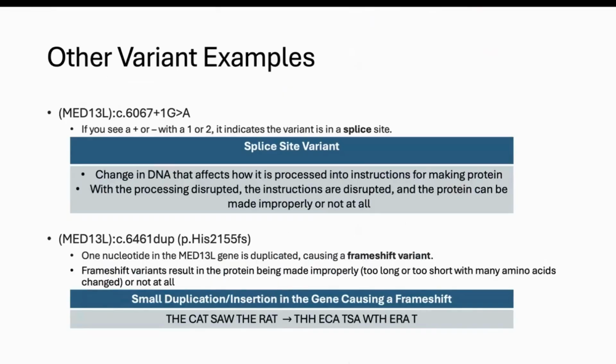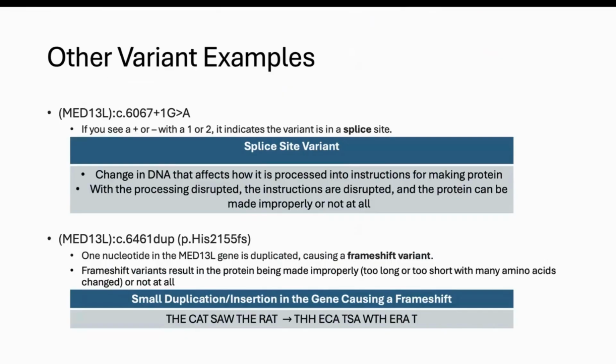The first variant on this slide is a splice site variant. If you see a plus or minus with a 1 or 2, it indicates the variant is in a splice site. A splice site variant is a change in DNA that affects how it is processed into instructions for making protein. With the processing disrupted, the instructions are disrupted, and the protein can be made improperly or not at all.